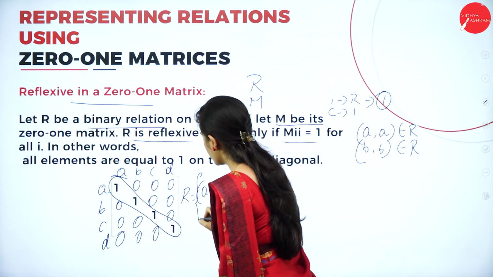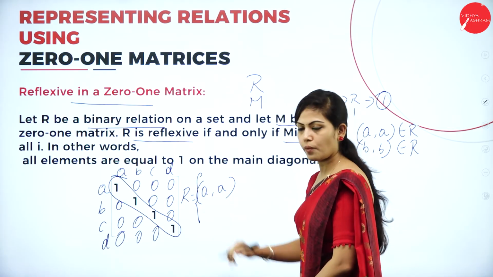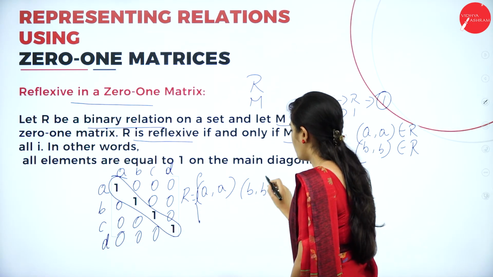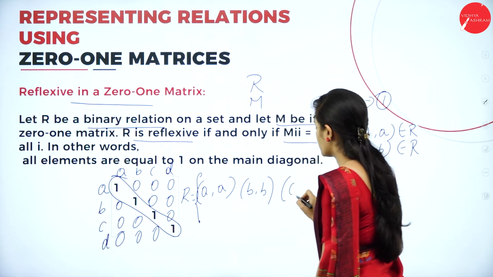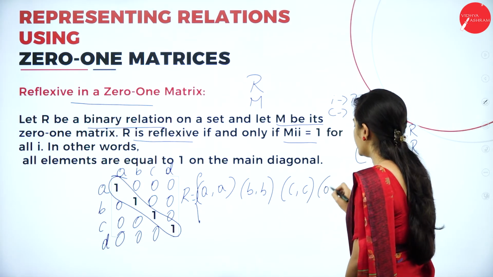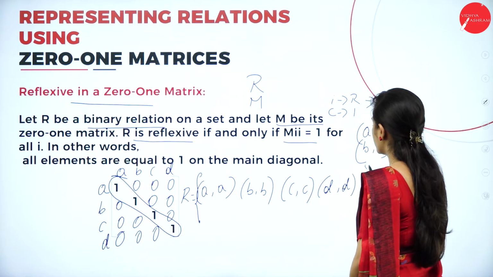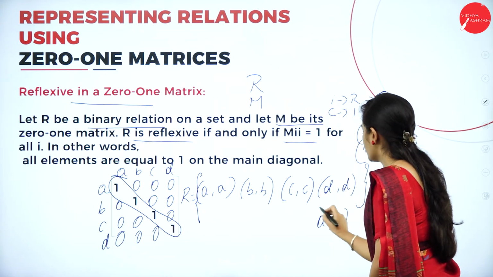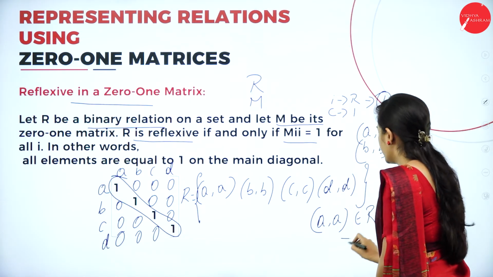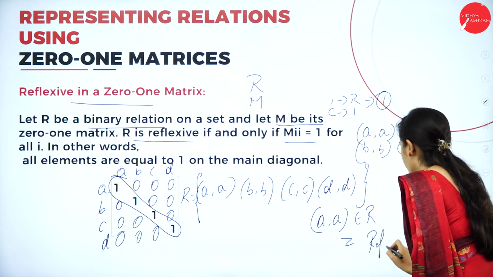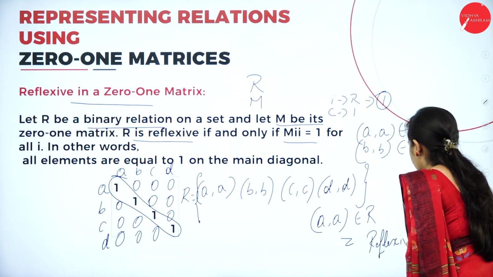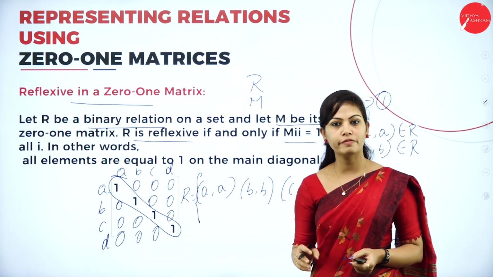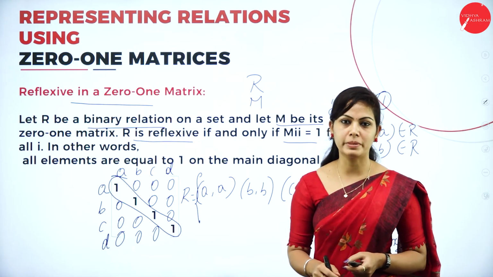So relation R is equal to AA is 1. And in place of BB also I have 1, and CC also I have 1, and DD also I have 1. So it is satisfying the reflexive relation. AA belongs to R. It is reflexive. This condition is satisfying the reflexive relation. In a 0-1 matrix also we can represent the relation's property.